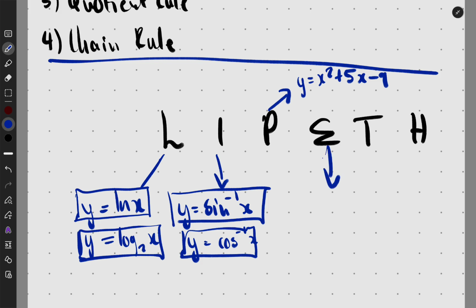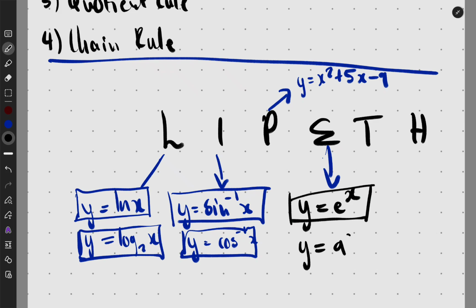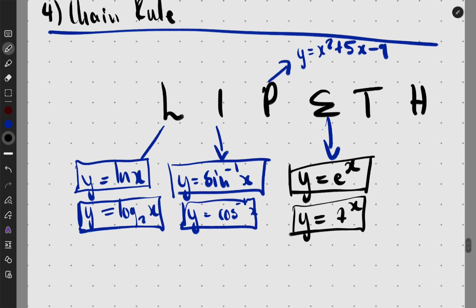Then we have exponential. Exponential is where your variable is now the power. So for example, y equals e to the x. This is an exponential because x is now the power. We have again y equals a to the x. This a is just a number, like 7 to the x. Here is another exponential function. These are exponential. Why? Because x is the power now.